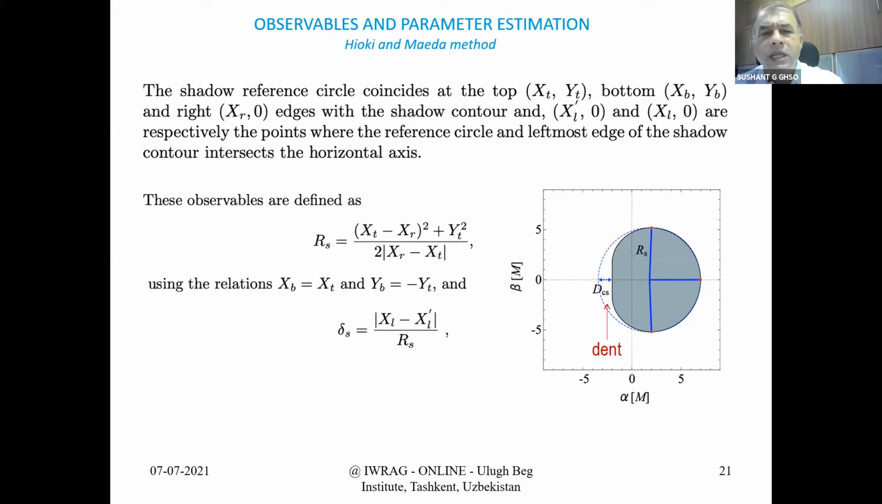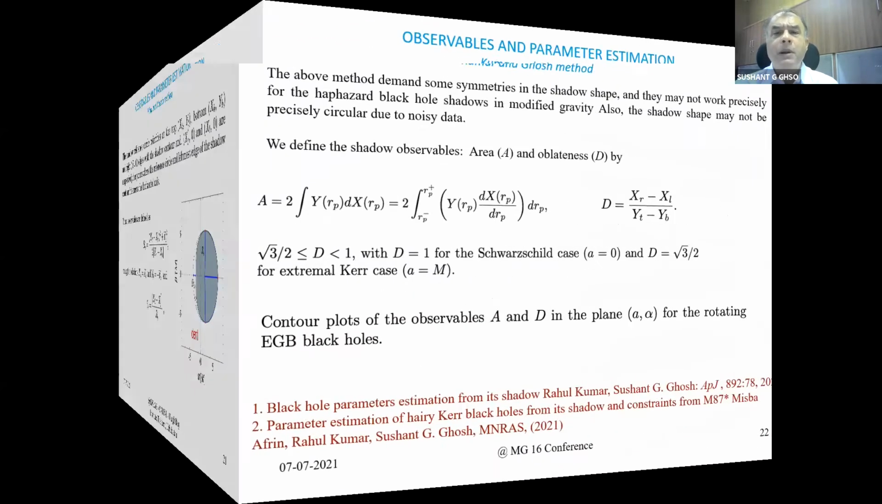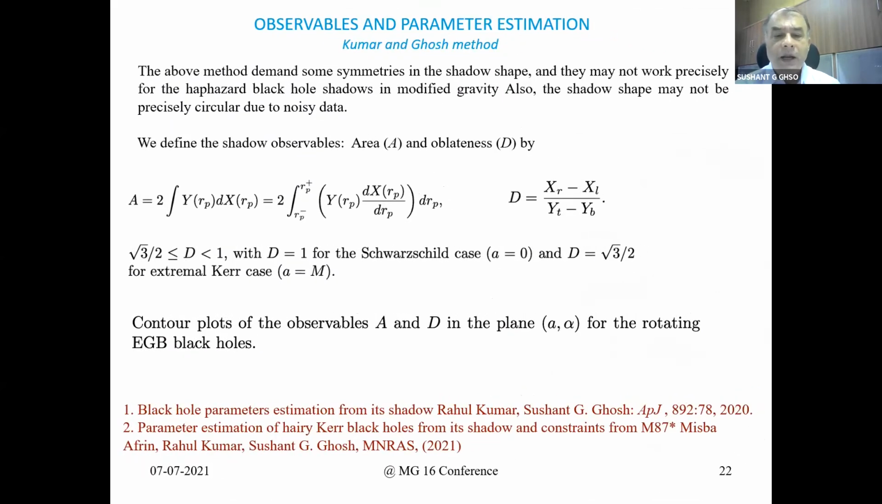They define two observables, R_s and delta. R_s defines the radius of the shadow, and delta is the distortion. As I said in the previous case, for the 4D EGB the radius decreases, so R_s will decrease. Right. But we have proposed, in the paper given here below, two more observables, which are the area. Distortion is already there. Area is the area of the shadow, which can be calculated numerically.